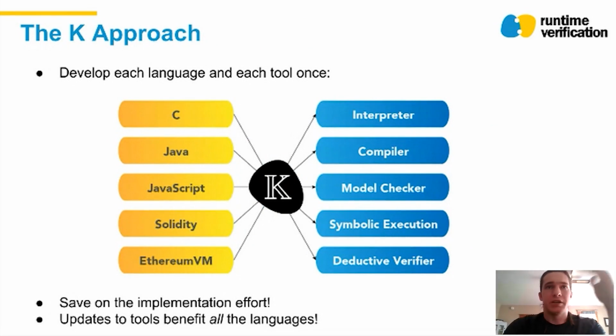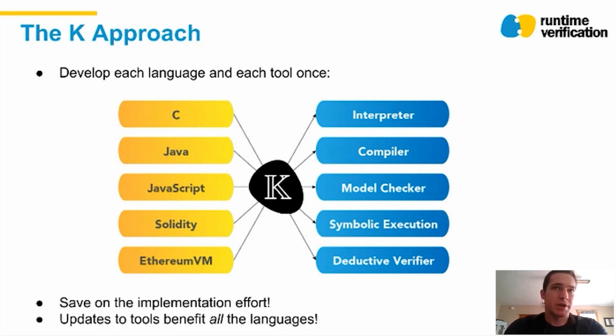So ideally it'd be linear in the number of languages and linear in the number of tools, right? And then an update to the model checker benefits every language that is using that model checker, right? Or an update to the verifier benefits every language that's using that verifier. So this is the approach K tries to implement.